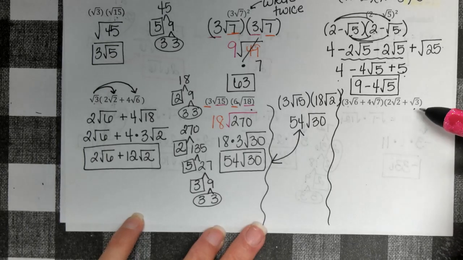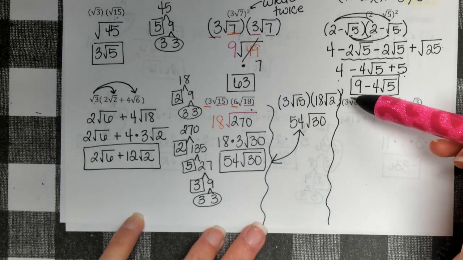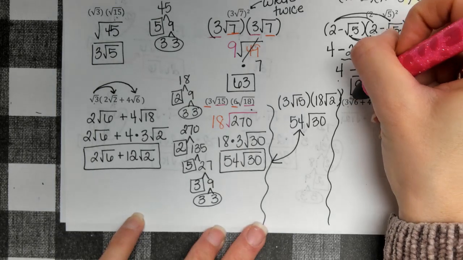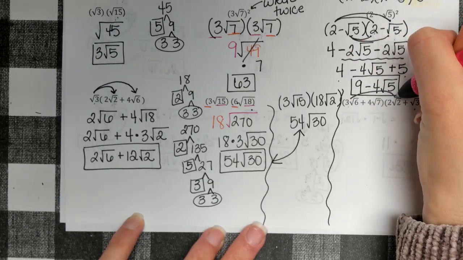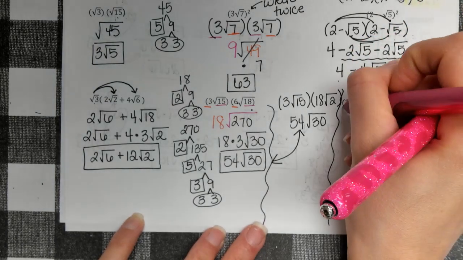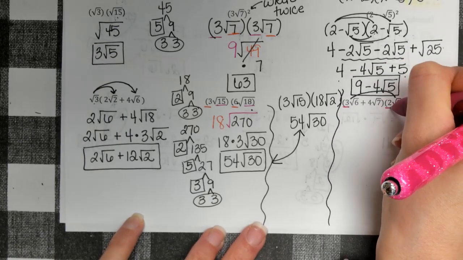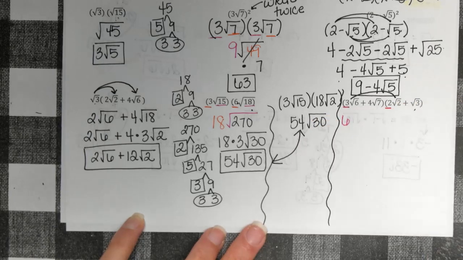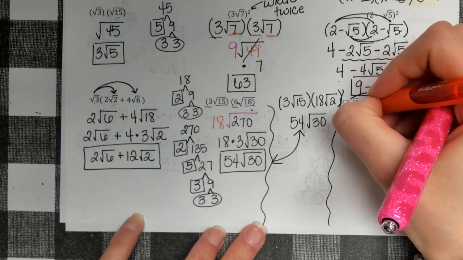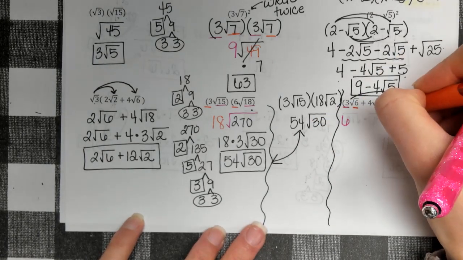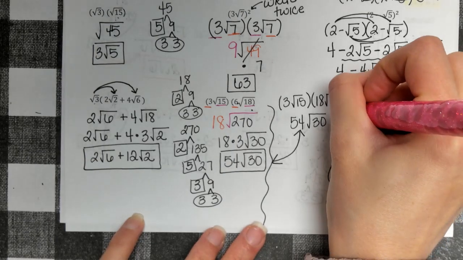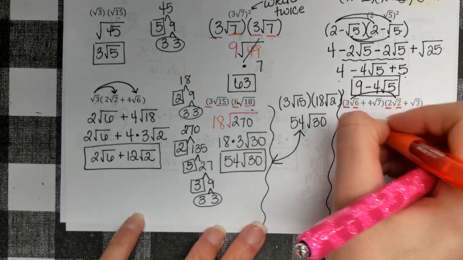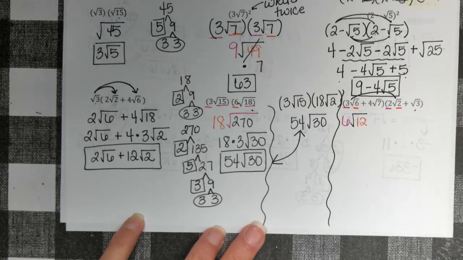Check to simplify, which I can't. And then I'm going to FOIL. 3 square root of 6 times 2 square root of 2. I've got outside times outside, which gives me 6. And radical times radical, which gives me square root of 6 times 2 is 12. Then I'm going to do it again.